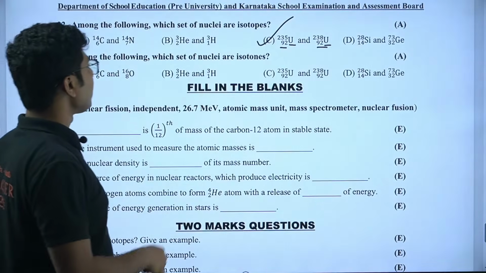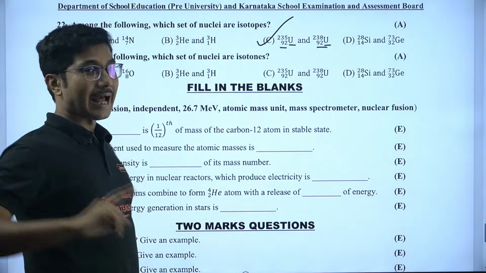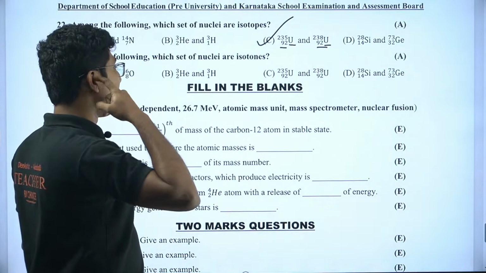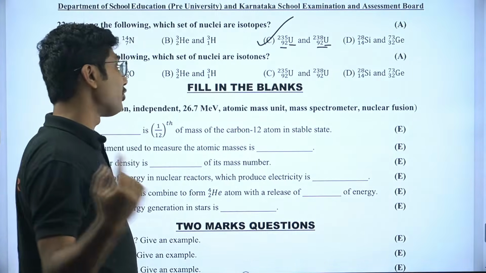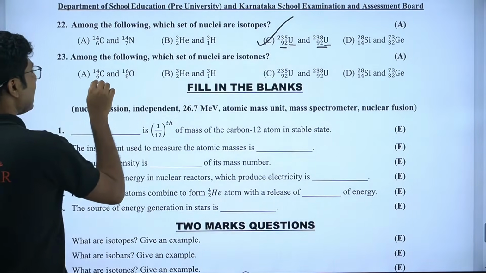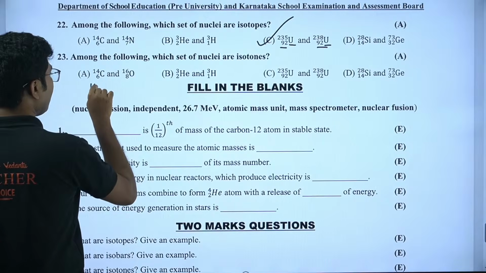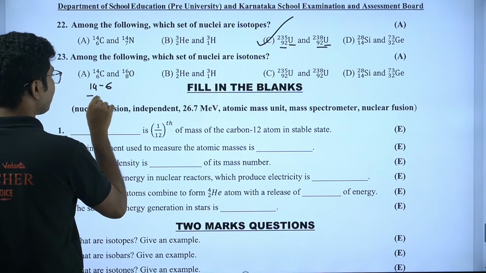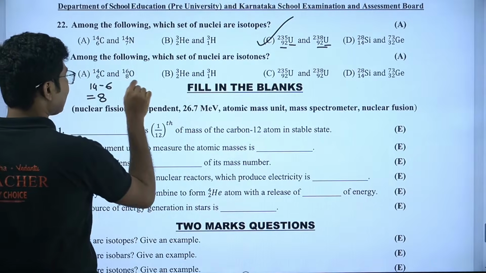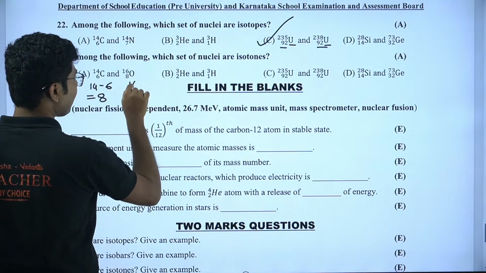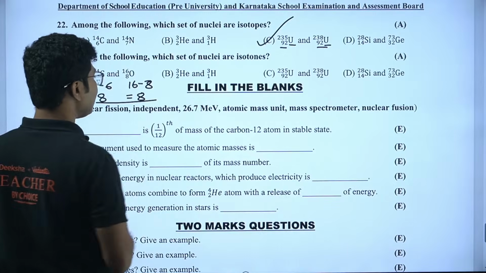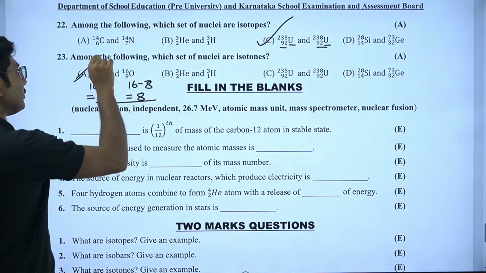Among the following, which of the nuclei are isotones? Isotones are tricky. You have to calculate the number of neutrons in both of them. In carbon 14, 14 minus 6 equals 8 neutrons. What is the number of neutrons in oxygen? 16 minus 8, so this is also 8. The number of neutrons in both cases is the same, so these two are isotones.